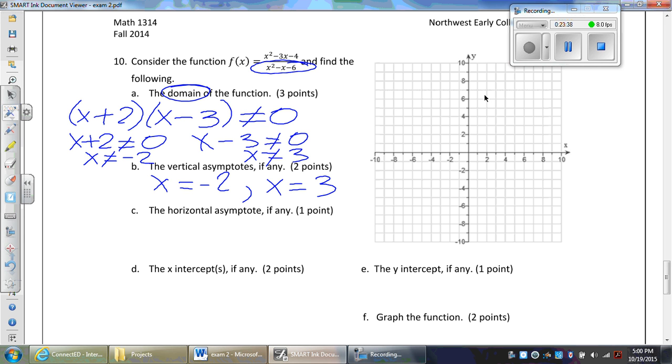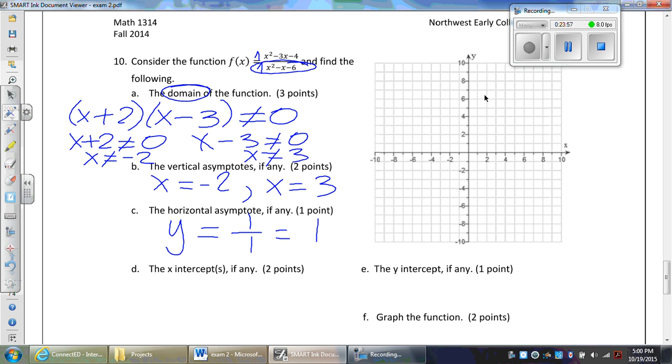That one has the same degree, numerator and denominator, so what you have to do is get the ratio of the leading coefficients. The leading coefficients are 1 and 1, so the horizontal asymptote will be 1 over 1, which is 1.